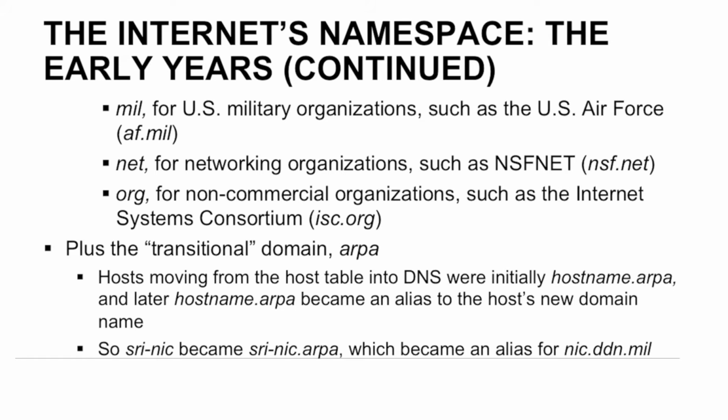There was also a transitional domain, ARPA, which was used when well-known hosts moved from the host table into DNS. You just tacked .arpa onto the end of the host name to create its new domain name. So for example, the host that was used to distribute the host table, sri-nic, became sri-nic.arpa, and then eventually became nic.ddn.mil. sri-nic.arpa remained as an alias for nic.ddn.mil for some time to make the host easier to find. As with so many transition mechanisms, however, ARPA lasted much longer than was originally intended. In fact, it's still in use today, albeit for different purposes, which we'll look at later.